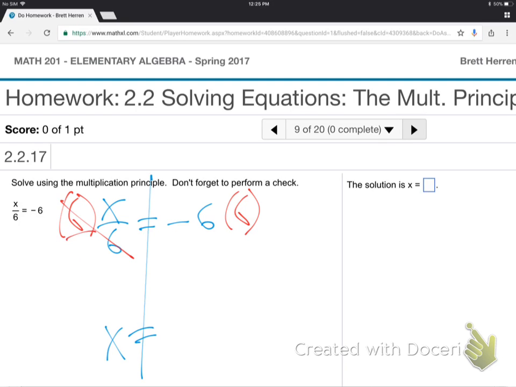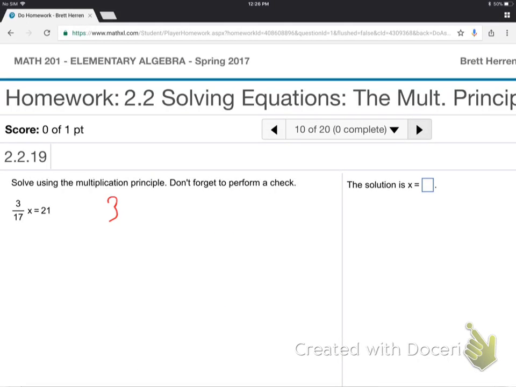What happens? These cancel because it's really 6 over 1, isn't it? They cross cancel because a whole number is really over 1, remember? Anytime you have a whole number interacting with a fraction, put it over 1. They cancel. That gets x alone. What happens the other side? Multiply. So, negative 36. Easy? Questions? Okay, so 3 over 17x is 21.